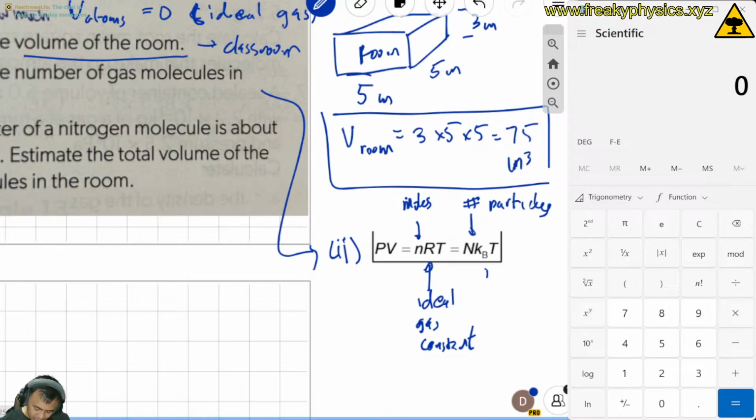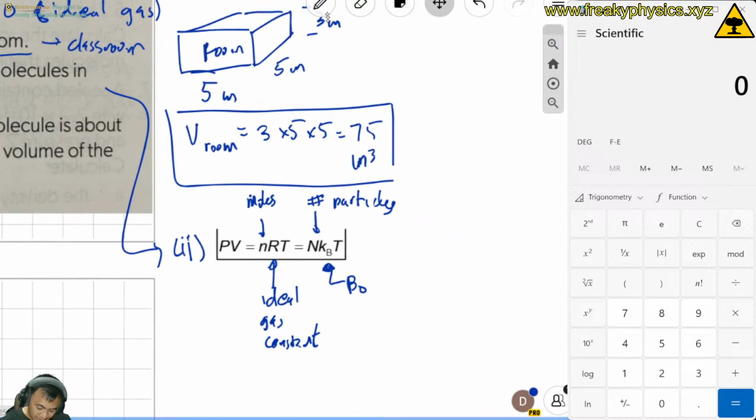Okay. We don't have either the number of particles or the moles. Yeah, but looking at the question, which one are you looking for? The number of particles, right? So, okay, the last one here is the KB. This is Boltzmann's constant. Okay, not to be confused later on with the Stefan-Boltzmann constant.